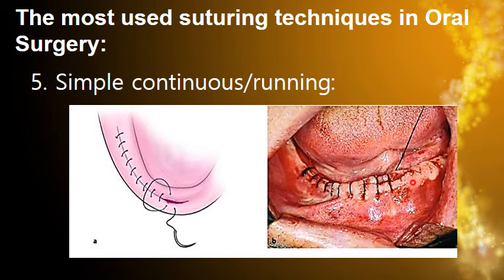So the advantages are: rapid technique, uniform distribution of tension, a more watertight seal closure, and only 2 knots associated. We will have one knot at the beginning of the suture and a second knot at the end of the suture. But the disadvantage: if there is any cut at one point, or if any one of these knots becomes loose, the incision or all the suture will open. This is the main disadvantage of the simple continuous suture.